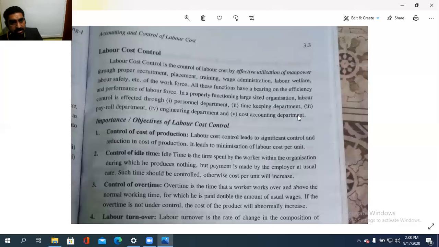Then the importance or objectives of labor cost control. What are the objectives with regard to controlling the labor cost? One is controlling the cost of production.